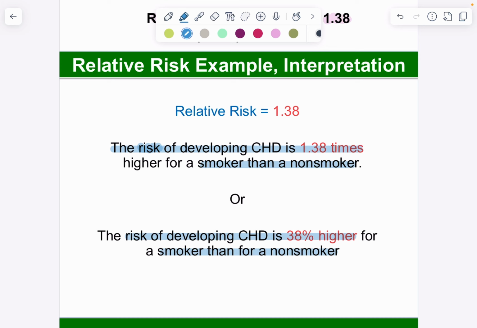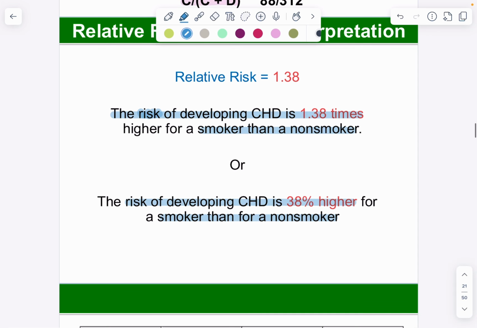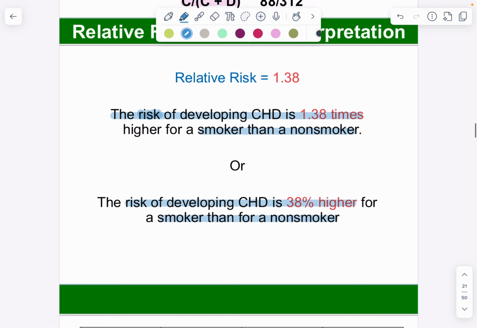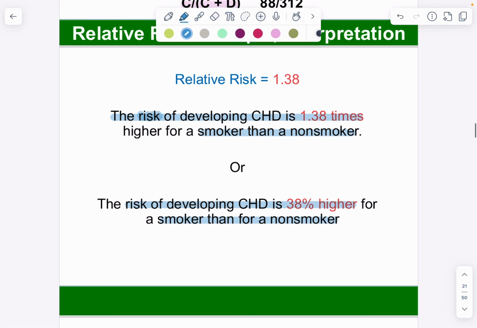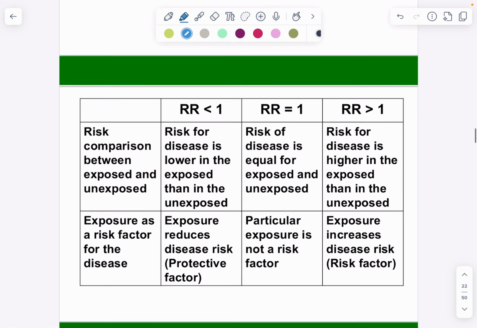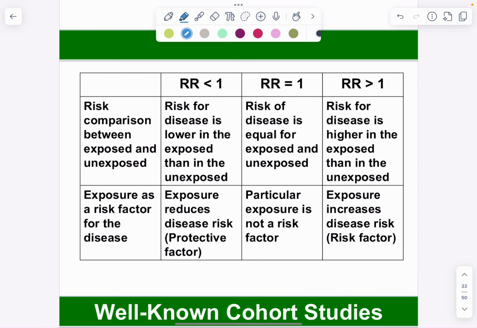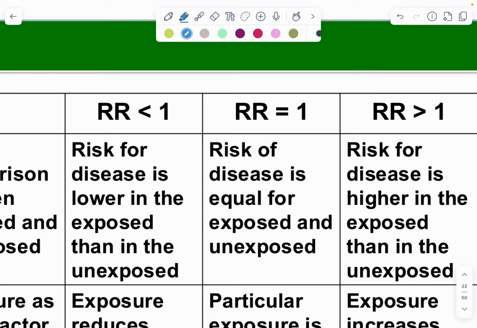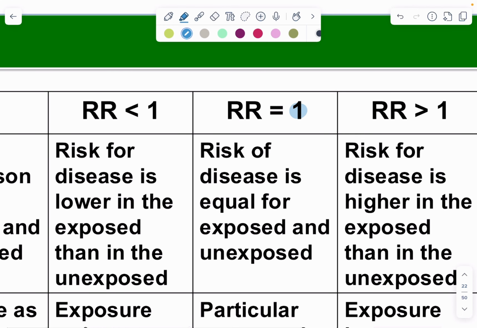Here, you can also say 38%, because one is common, one is equal. So you can say in percentage, if you want, that the risk of developing coronary heart disease is 38% higher for the smokers than the non-smokers. And why did I say exclude the one for the percentage? Because one means equal chance, no difference. I think you were also told this, so no need to explain.